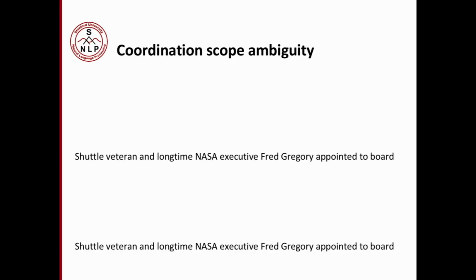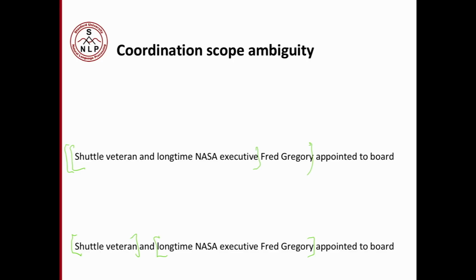Yeah? The veteran and Gregory are being appointed to the board, or Gregory is a veteran? Okay, great answer. So yeah, there are 2 possibilities, right? That is either that there's somebody who's a shuttle veteran and a long-time NASA executive, and their name is Fred Gregory, and that they've been appointed to the board, or the other possibility is that there's a shuttle veteran and there's a long-time NASA executive, Fred Gregory, and both of them have been appointed to the board.